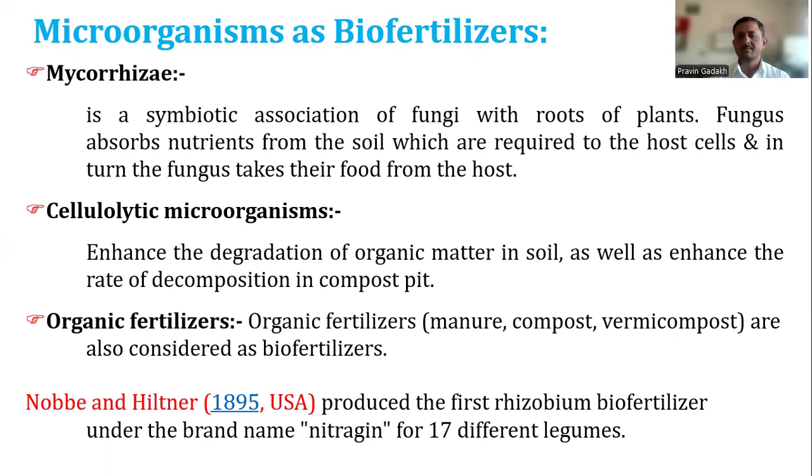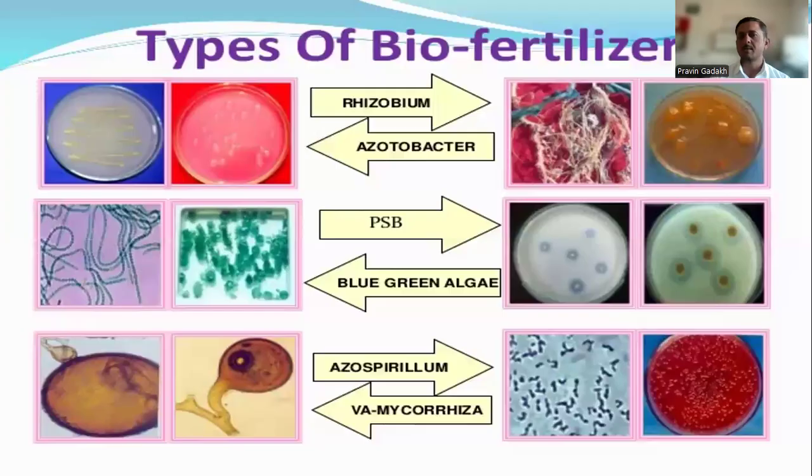Knopf and Hiltner, in 1895, produced the first Rhizobium biofertilizer under the brand name Nitragin for 17 different leguminous plants. So that is the discovery of biofertilizer.